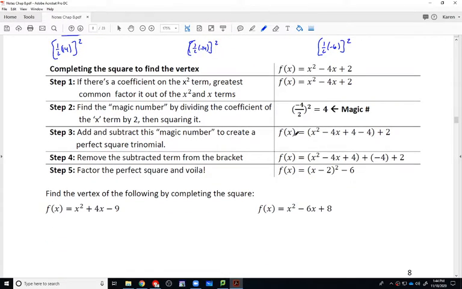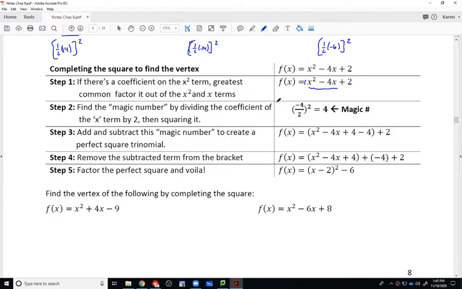So here are your actual steps to completing the square to find a vertex. You're going to be given a trinomial, but this is not going to be a perfect square trinomial. Your job is going to be to make it a perfect square trinomial. To do that, you take your squared term and your number. If there's a coefficient on the x squared term, greatest common factor it out of these terms. Now this one has a 1, so we're good.